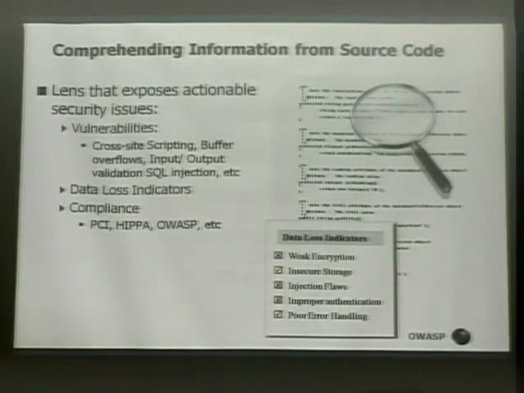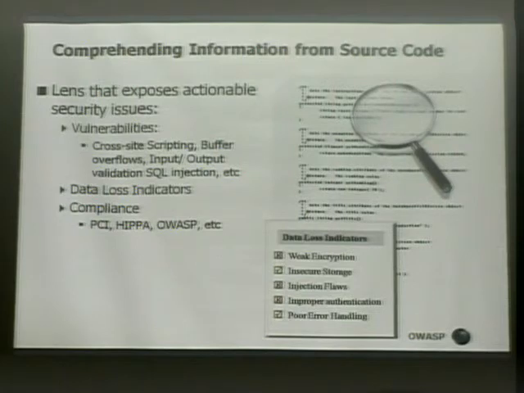I want to be able to say, hey, there's buffer overflows, input-output validation problems, SQL injection, access control, error handling, logging, all those OWASP top 10 type of problems plus a whole lot more. I want one single lens that's going to show me all that information.